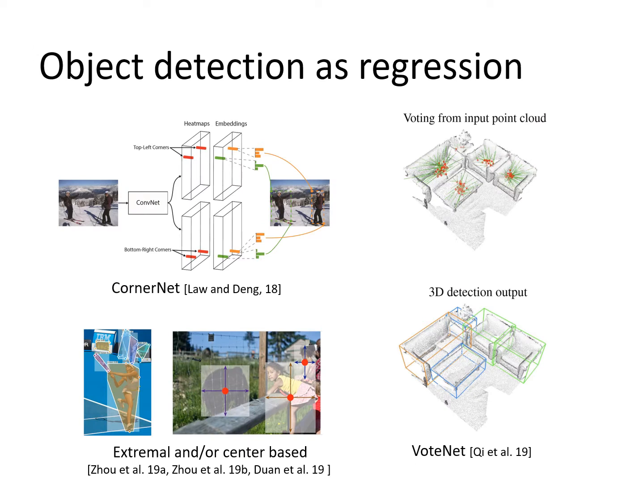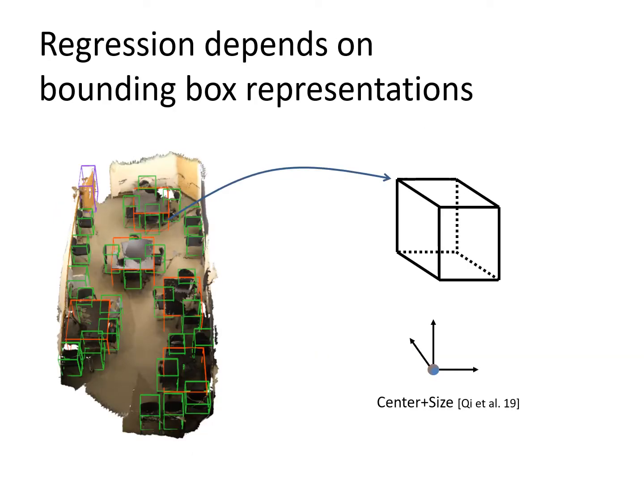Object detection is one of the most important visual recognition tasks, and there are many approaches in the literature. Our approach is motivated from recent works that formulate object detection as a regression problem. This includes works in the 2D domain and works in the 3D domain, right? Regressing box parameters. Of course, to regress box parameters, it depends on how we encode the box.